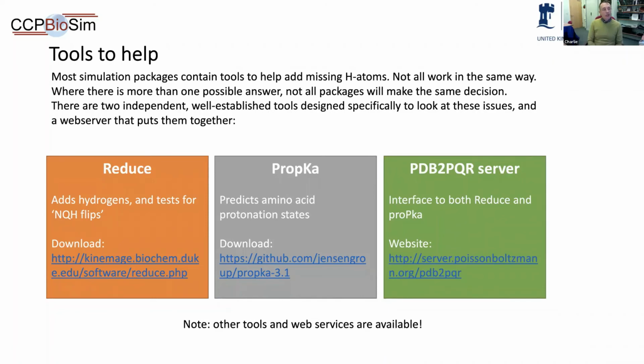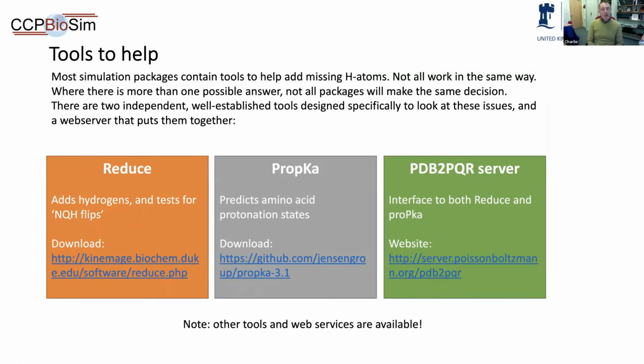For example, there's a piece of software called Reduce. So the purpose of Reduce basically is to add hydrogens to crystal structures that don't have them. And the other thing that it does very usefully is it can test those crystal structures for those NQH flips that we talked about earlier. And again, this is a piece of software that you can easily download and apply yourself to your own problems. And I put the web link up there.